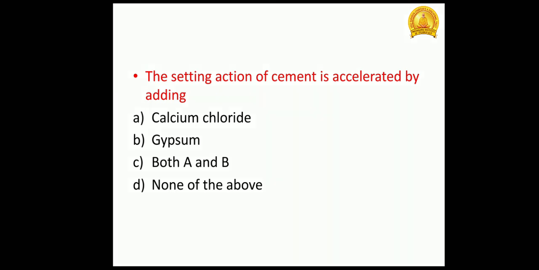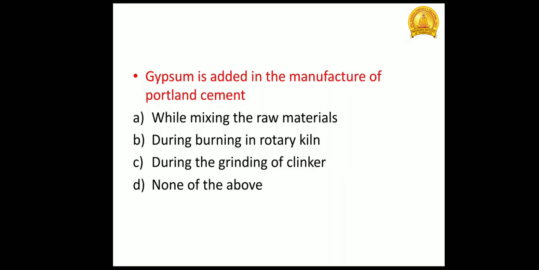Okay. Next, gypsum is added in the manufacture of Portland cement. A, while mixing the raw materials. B, during burning in rotary kiln. C, during the grinding of clinker. And D, none of the above. This one too we have discussed in the manufacturing process, and this gypsum will be added during the grinding. After the grinding of the clinker, to that one we will add this gypsum directly. So option C will be the answer.